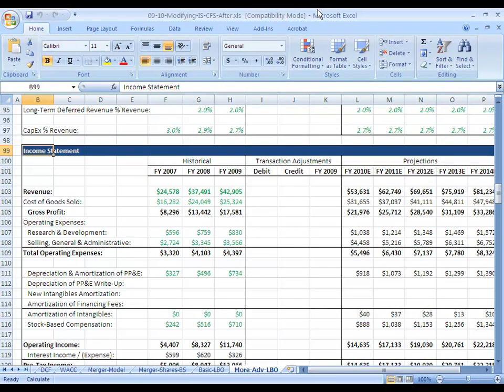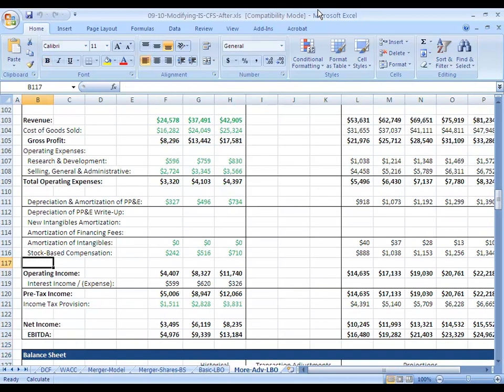In this lesson, you're going to learn how to make some of the key income statement and cash flow statement modifications that will be necessary to properly reflect our debt schedules and to make sure that our more advanced LBO model is linked properly. So on the income statement, most of these adjustments are going to be in the form of 4 items.